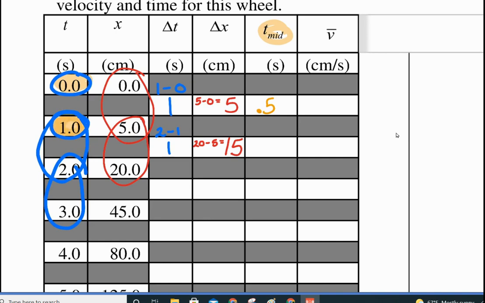Halfway between 1 and 2 is 1.5. All right, now go ahead and do that row.